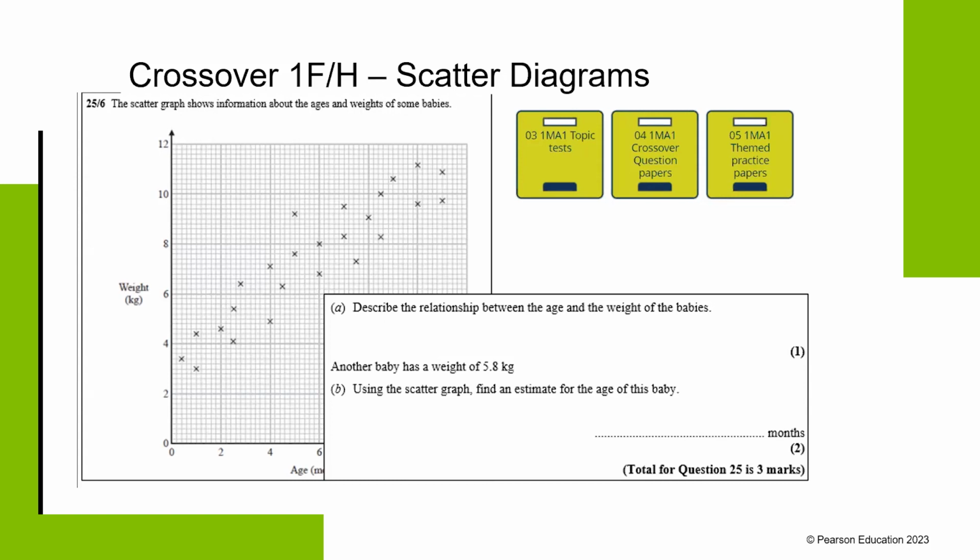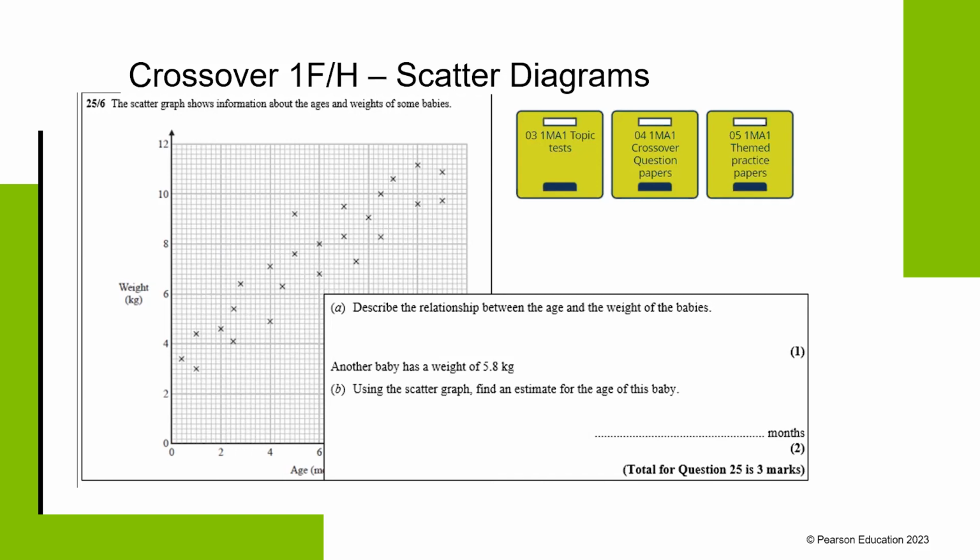Part B was answered really well, higher tier, 93% gained all 2 marks of these. Great 93% success rate here, and a large proportion of students gained both marks for getting that answer within the range of 2.5 to 4.5, with many drawing their line of best fit.